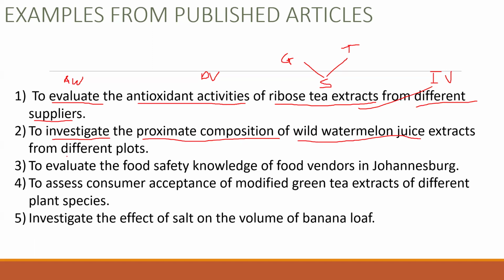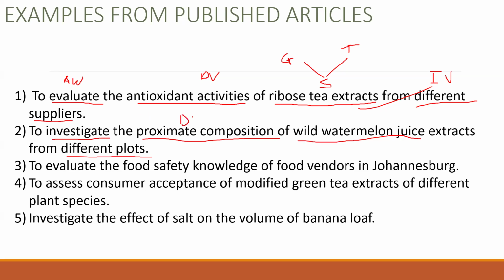So maybe you can just see different farms. Maybe they are doing a kind of agricultural research. They are growing wild watermelon from different plots. Different plots may insinuate different manure, or maybe they treated it differently, but yes, limited to different plots. So plot A, plot B, plot C. So I can also see that proximate composition is the thing that I'm going to conduct the experiment on.